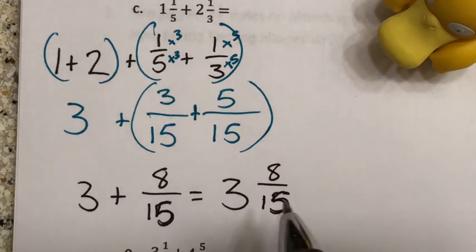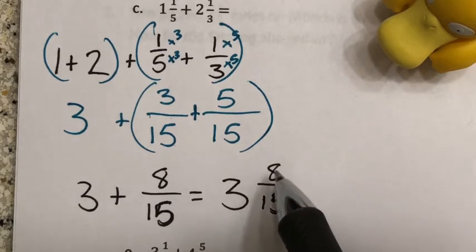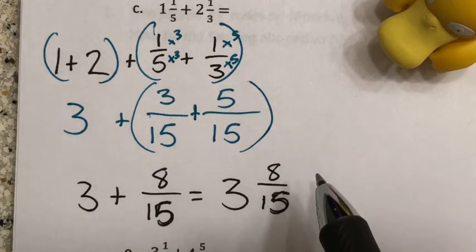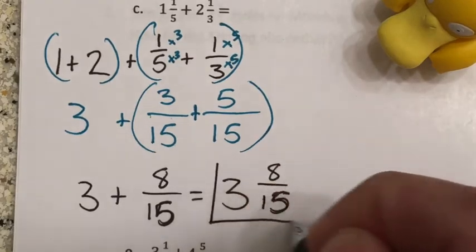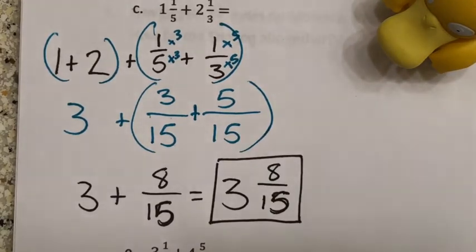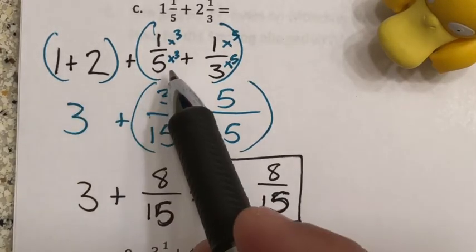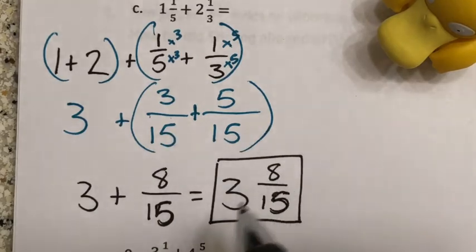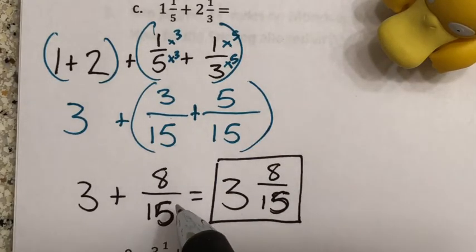Now, oftentimes they want you to, I used to call it reducing, but it's actually called simplifying. If a number can divide 8 and 15 evenly, then do that, but there isn't any that can do that. So the answer should be 3 and 8/15. Okay, again, taking the whole numbers, putting them together, taking the two fractions, finding that lowest common denominator, adding those together, and then adding the whole number and the new fraction together.